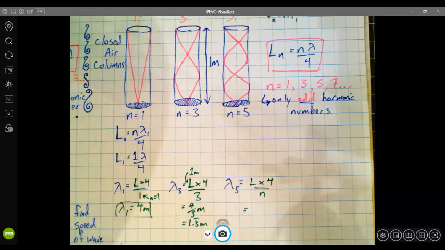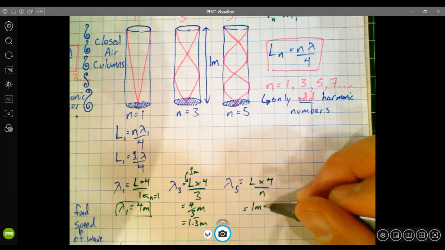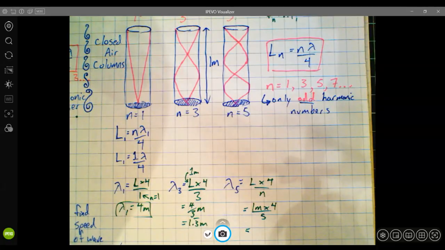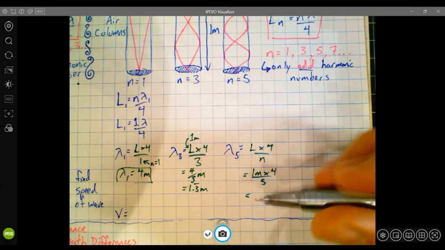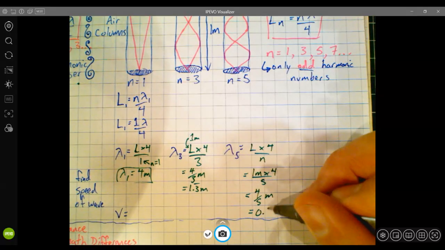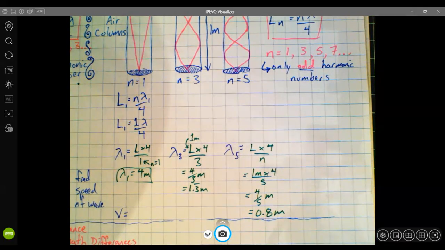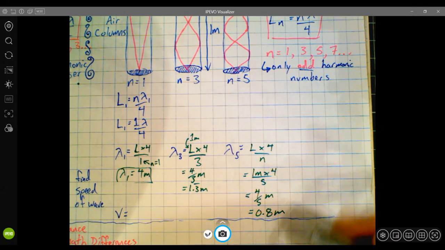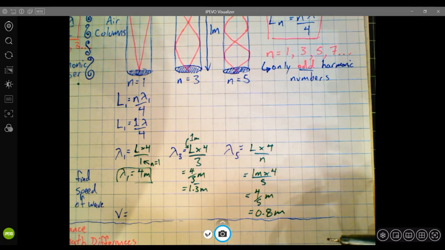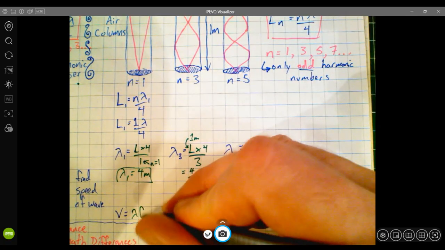This time the n is going to be equal to 5. So 1 meter times 4 over 5. We'd say that the wavelength is equal to 4/5 of a meter, or we could say 0.8 meters. Now, if I wanted to go back and take each of these wavelengths and figure out what the speed is, again, same as we did with open-ended air columns, v is equal to lambda f.